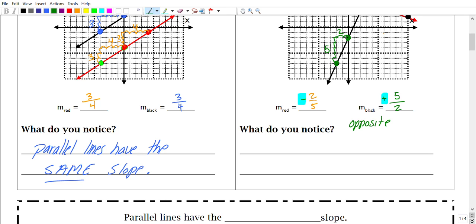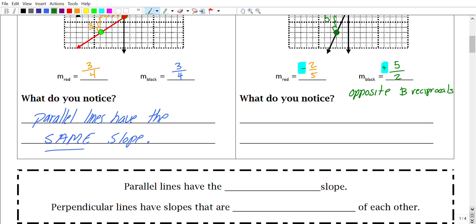Now look at the numbers. What do you notice about the numbers? For the first one, you have 2/5, and the second one, you have 5/2. It looks like they just flipped, right? So that's another property of perpendicular lines. They're opposite, but they're also reciprocals of one another. Oops, totally misspelled that. Let me rewrite that. Reciprocals. And if I do butcher any of these spellings, guys, I'm sorry. That's why I'm a math major. So we have opposite and reciprocal, so let's write down what we notice.